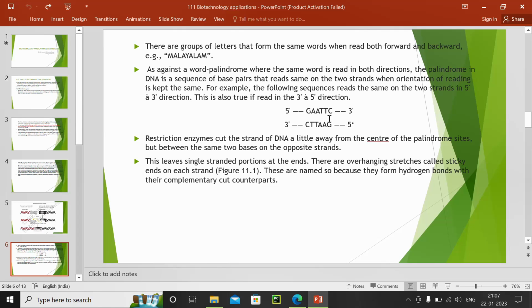So here, the AA forms a complementary counterpart of TTA. Okay. So here again we will see: what is the counterpart of C? G. What is the counterpart of A? T. Again, T's counterpart is A, T's counterpart is A, A's counterpart is T, and C's counterpart is G. Okay.